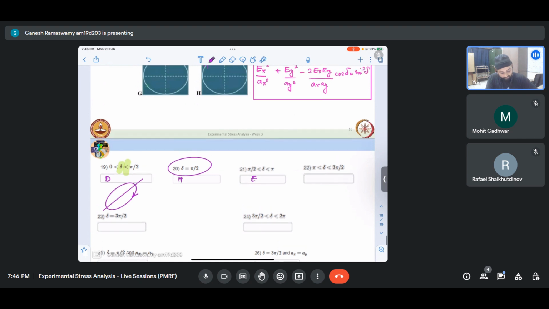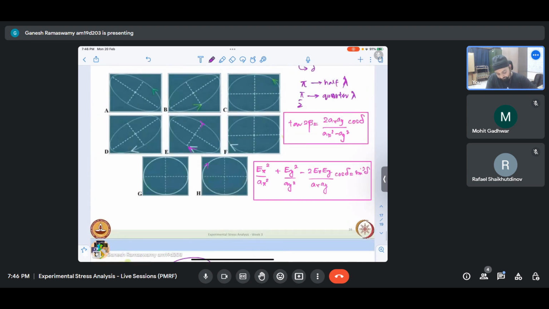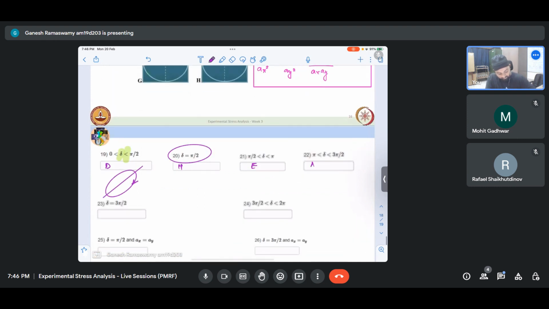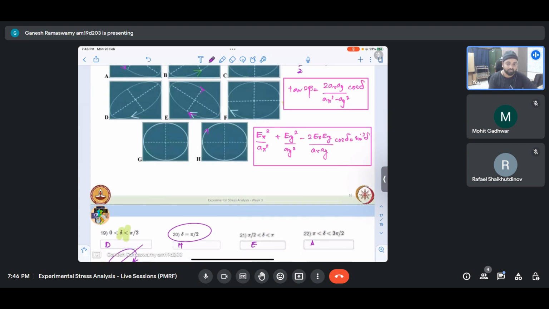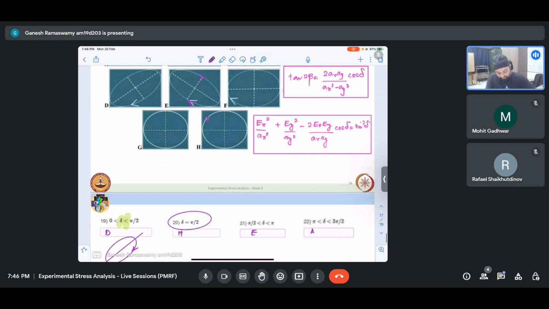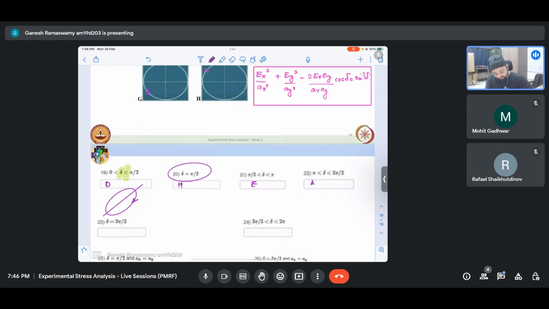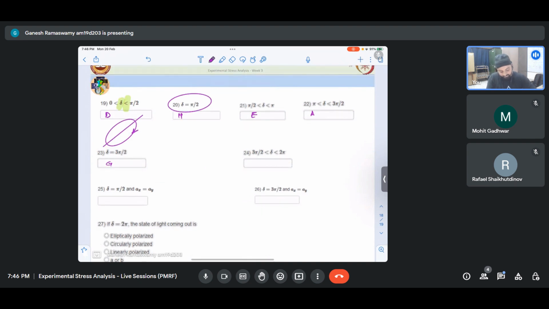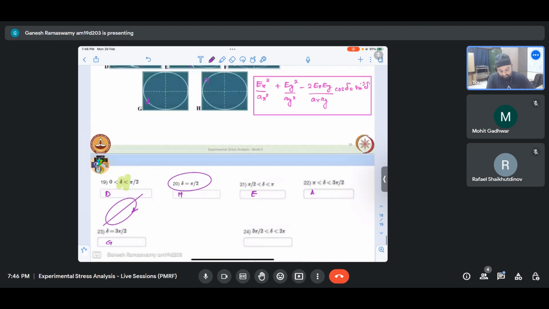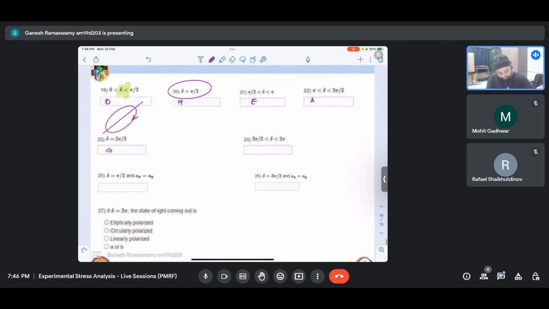So pi to 3 pi by 2. This is the opposite, so it will be A. And then at 3 pi by 2, it will just be the same case as pi by 2, no azimuth, but in the opposite direction. So if we see, this is the direction that is given as opposed to H. So this will be G. And between this, it will rotate again in the opposite direction. So this would be B.